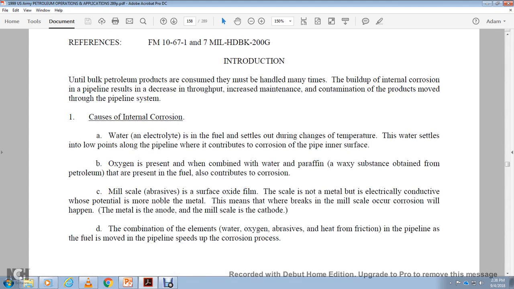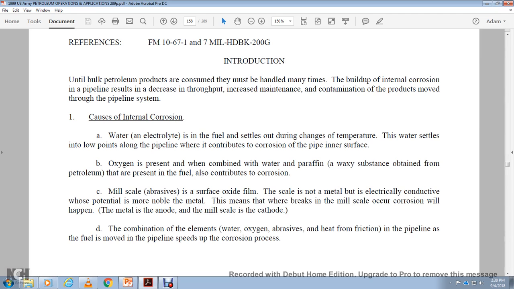Water acts as the electrolyte with all the fuel system, and it drains out during the change of temperature of the water at several of the low points of the pipeline, where it contributes to corrosion of the pipeline inner surface. Oxygen is present, combined with water, and the paraffin and waxy substances obtained with the petroleum are present in the fuel, which also contributes to corrosion.